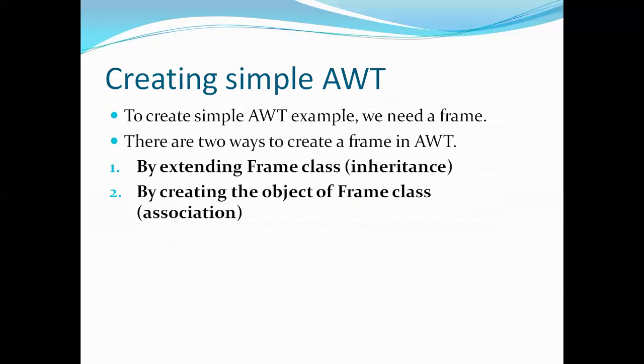To create any AWT example, we need to have a frame first. So first a frame should be there. Inside that frame, we are going to include all the components. Now, how to create that frame? We have two ways. The first way is by extending the Frame class, means a Frame class is already there, which is predefined. Now we have to extend that Frame class. Extending is nothing but using the inheritance concept. The other one is by creating an object of the Frame class, that is using association.